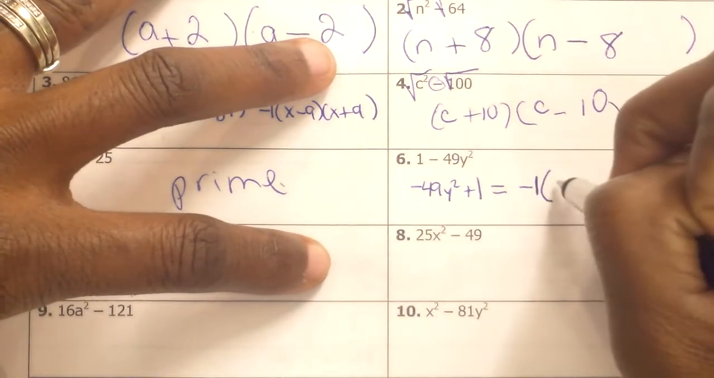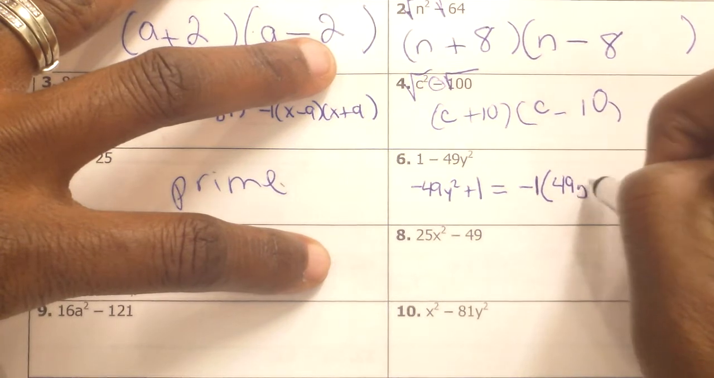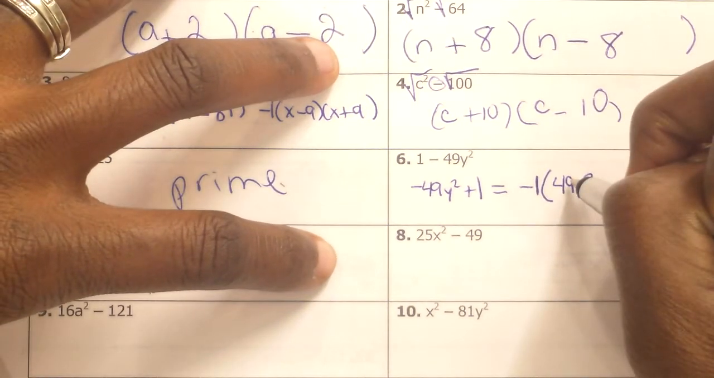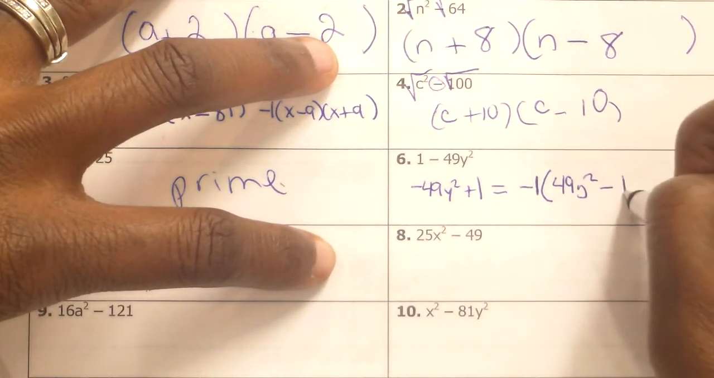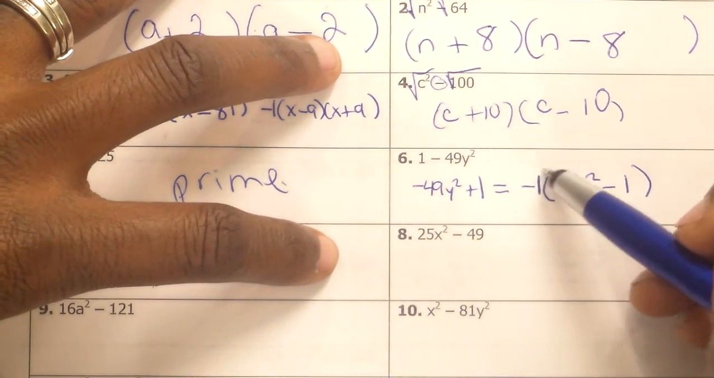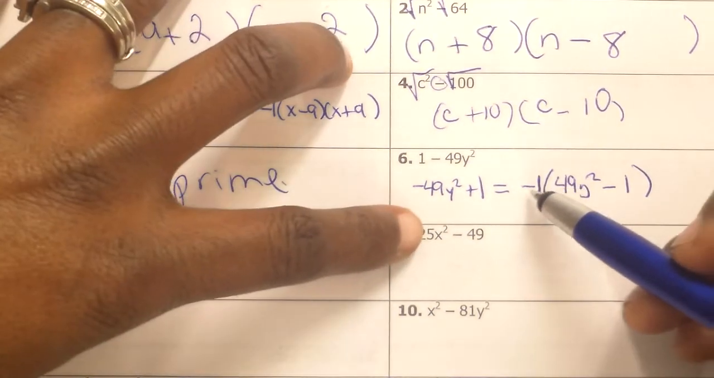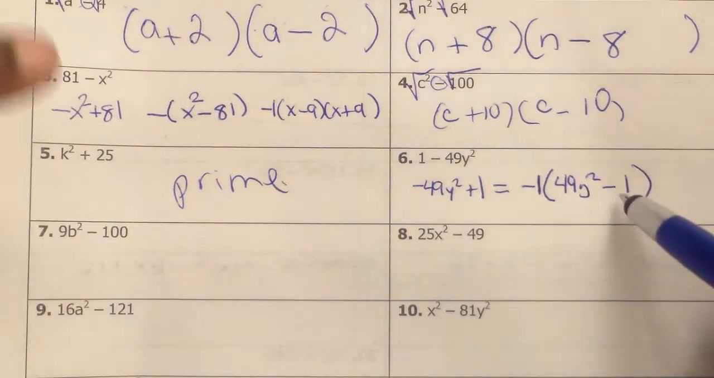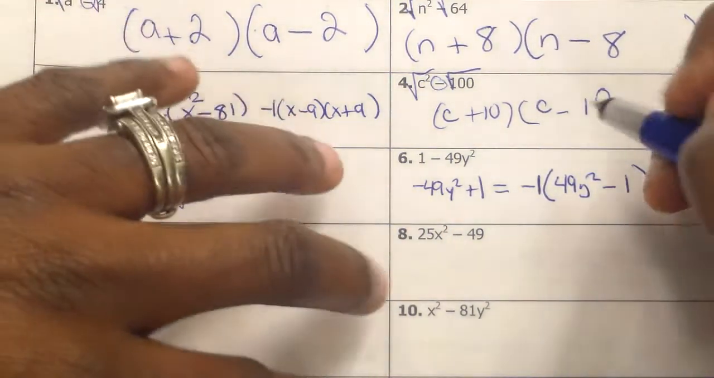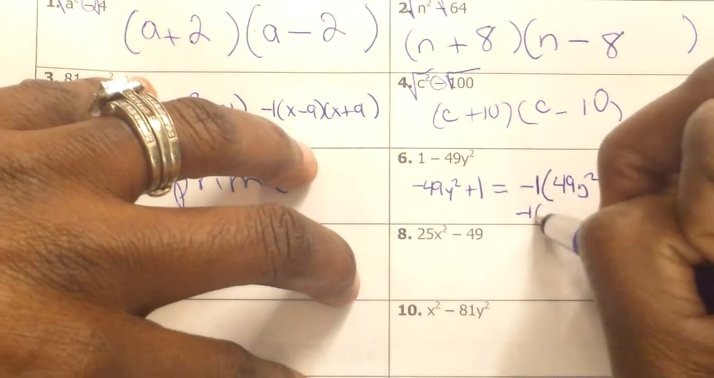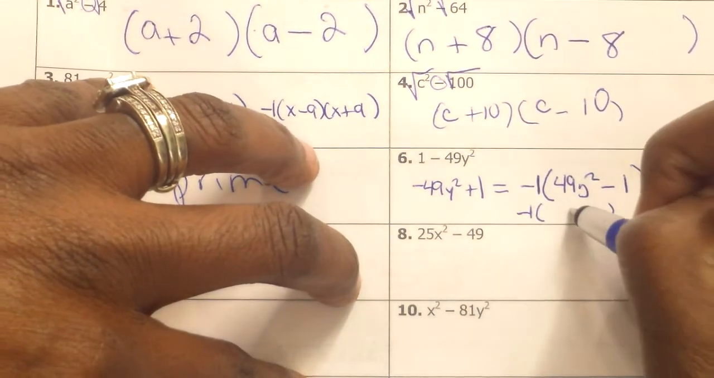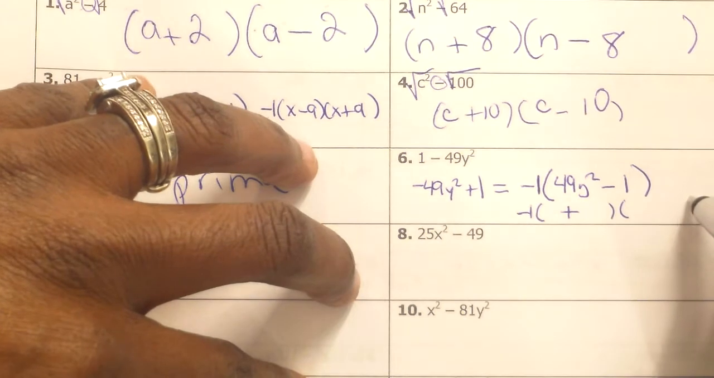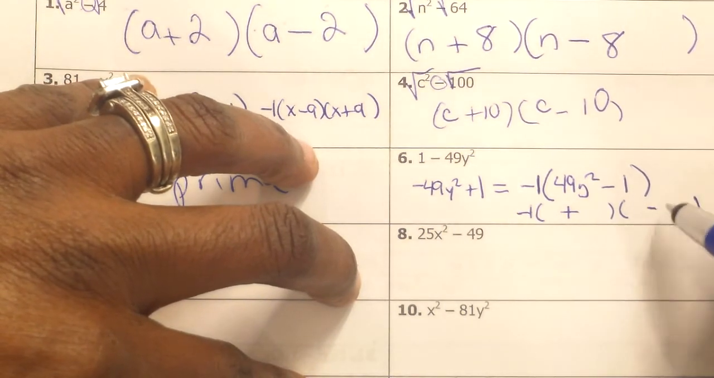What that leaves us with is a positive 49y squared, because if you distribute that, it comes back to negative. And then we have negative 1. If you go backwards, you distribute that, it gives us negative 49y squared, and negative times negative brings us back to positive 1. So it's still the same answer. Now we have a difference of squares, so we can factor the middle term. Remember the GCF stays outside. We have a positive and one negative.